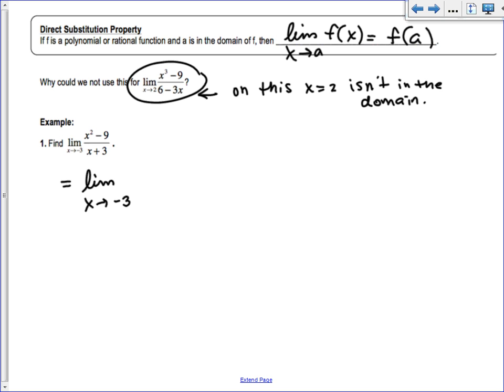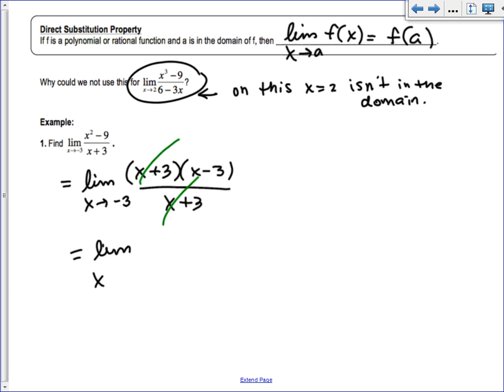Let's see. So we do some kind of split. In this case, it's going to be factoring. So you're going to have x plus 3 times x minus 3 all over x plus 3. And the x plus 3 is reduced down. So you get the limit as x goes to negative 3 of x minus 3. Now can you plug in? Yeah. So when you can plug in, then you can stop writing limit because then you just plug it in. So negative 3 minus 3, you get negative 6. So your answer is negative 6. So 0 over 0 magically became negative 6. Yeah.